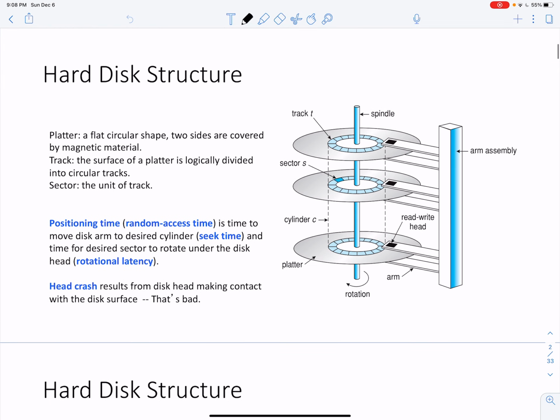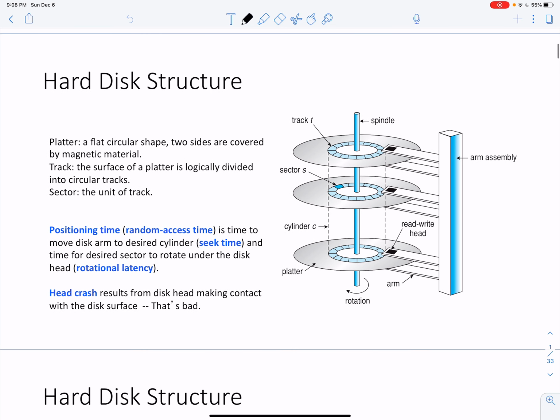Disk management and file systems. Let's first look at the physical structure of a hard drive. In a hard drive we have an arm assembly, which is like the controller. And then we have different disks, each of which we call a platter. So we have different levels of platters.